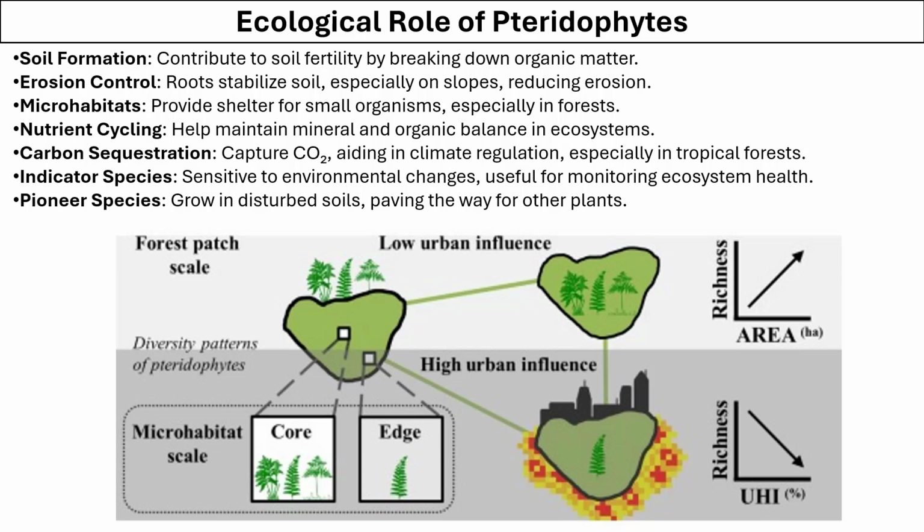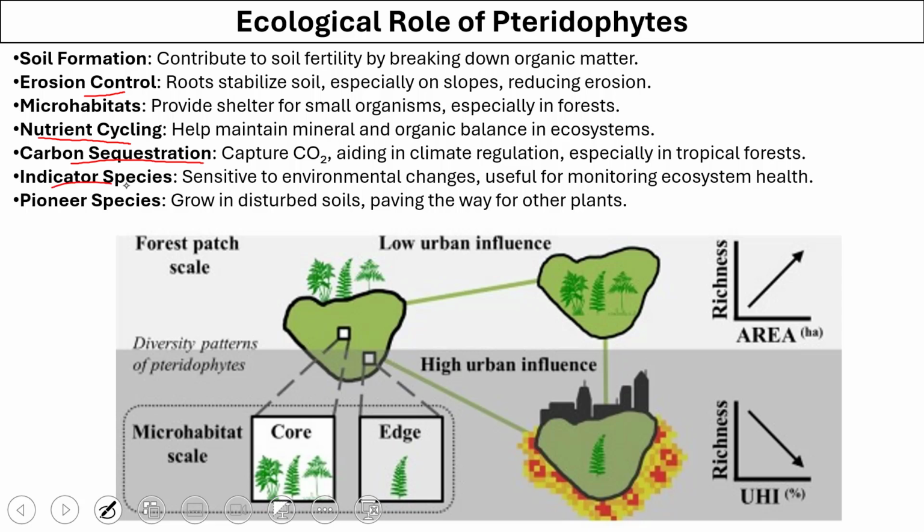Pteridophytes perform several key roles in our ecosystem. They help in formation of soil. They also prevent erosion by holding the soil tightly with their roots. They provide microenvironments to small organisms. They help in recycling the nutrients. They sequester environmental carbon dioxide and perform photosynthesis to give out oxygen.